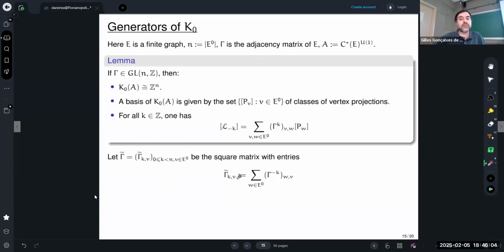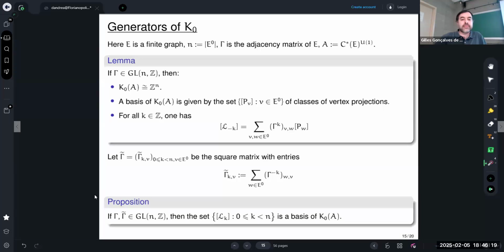And how is it defined? What I do is I take the adjacency matrix to the power minus k, so the gamma tilde entry kv is gamma to the power minus k, and then I sum all the elements that are in the column v of this matrix. This is exactly the matrix that appears in the formula that gives you line bundles in terms of vertex projections.